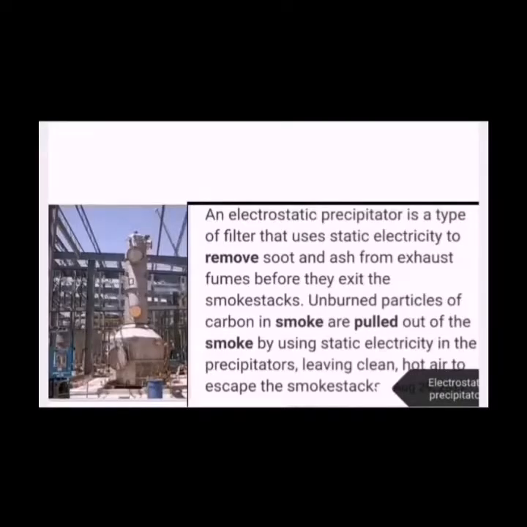An electrostatic precipitator is a type of filter that uses static electricity to remove soot and ash from exhaust fumes before they exit the smokestacks. Unburned particles of carbon in smoke are pulled out of the smoke by using static electricity in the precipitators, leaving hot air to escape the smokestacks.